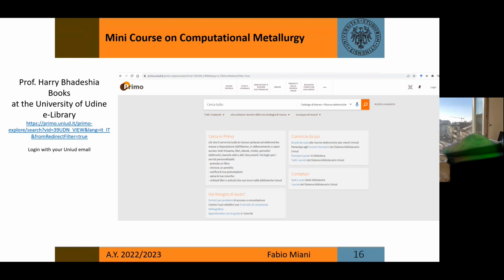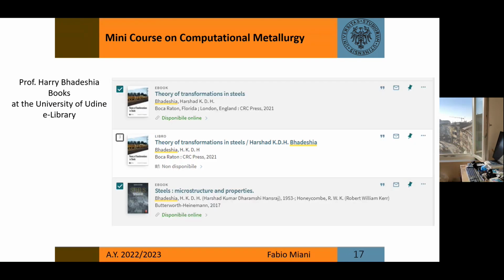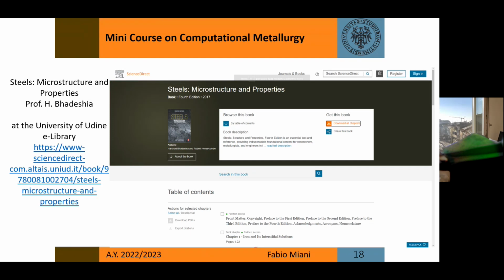If you have the possibility to get the books, better would be in paper form. But if you prefer to get them, for instance, from my own university library, you should be a student of the university, and this is a good choice. And you get Theory of Transformation in Steels as an ebook and also in paper version. I'm actually having it, so it is not available because I'm using it. And also Steels is in an ebook form. You can download it.